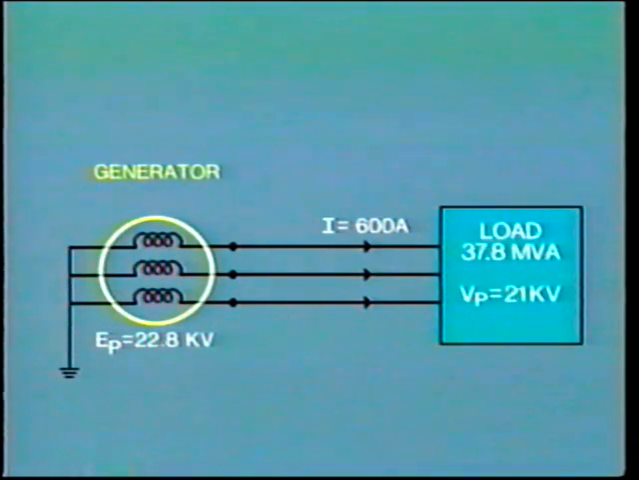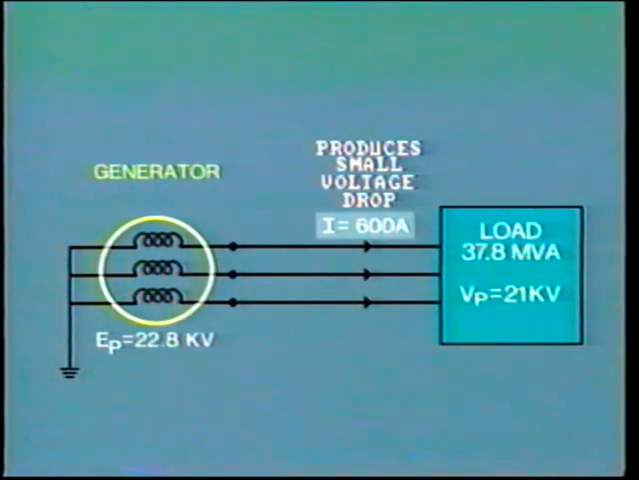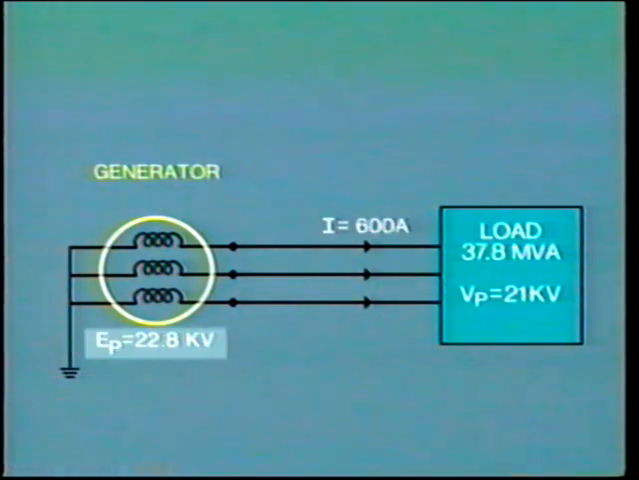The generator is supplying a 37.8 MVA load at the end of the feeder. The voltage at the load is 21 kV line to neutral, with a current of 600 amps per phase. This current flow produces a small volt drop as it passes through the system, so that the generator internal voltage, or source voltage E, is 22.8 kV.